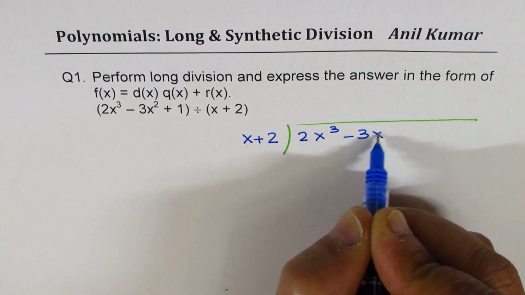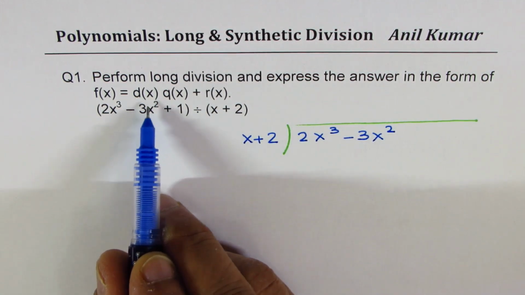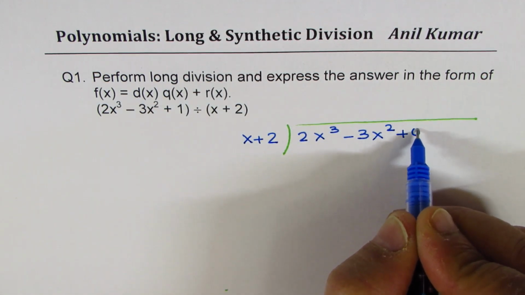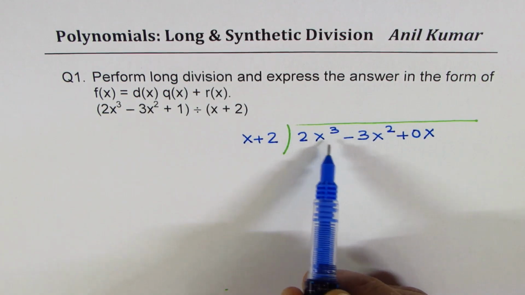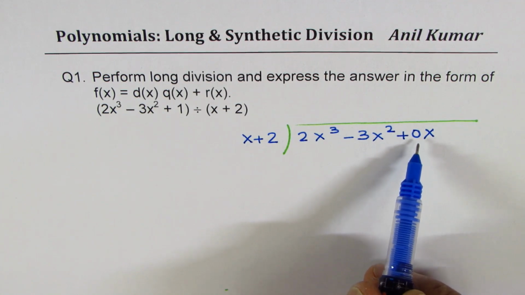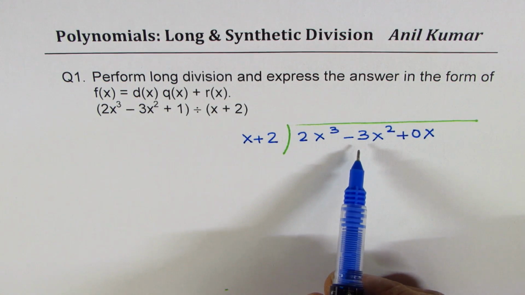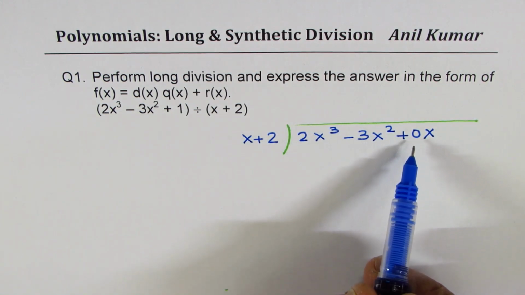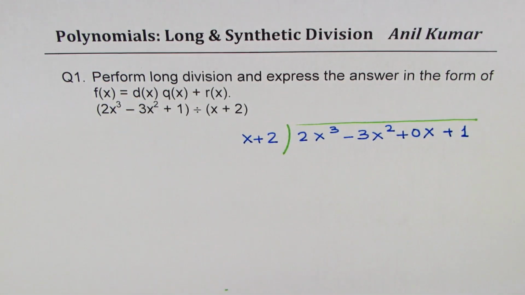minus 3x squared. You will note that x term is missing. So minus 3x squared plus 1. In between, we should put the placeholder 0x. Now it is very important to understand that all the terms should be recorded in the dividend and the divisor while doing long division, right? So we placed a placeholder value 0 for x. Now the constant term 1. Perfect. So that is the first thing which you learn here.